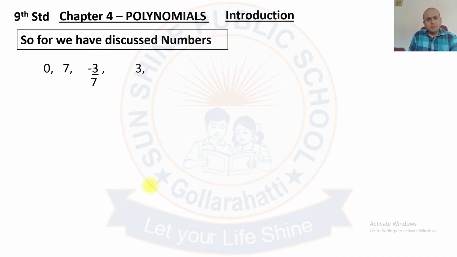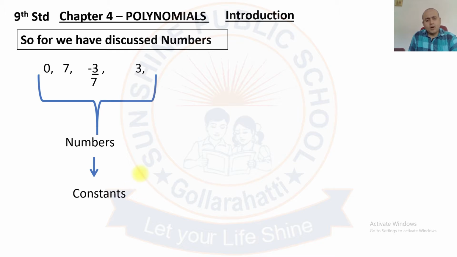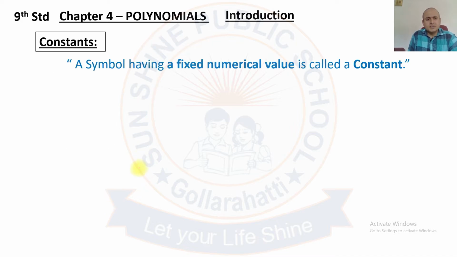Let us see numbers 0, 7, minus 3 by 7, 3. So these are called numbers, and whatever the number may be, rational or irrational, it is called a number, and a number is nothing but a constant. It has a fixed value, so we call it a constant. A symbol having a fixed numerical value is called a constant.